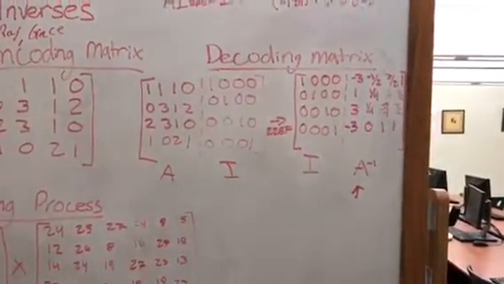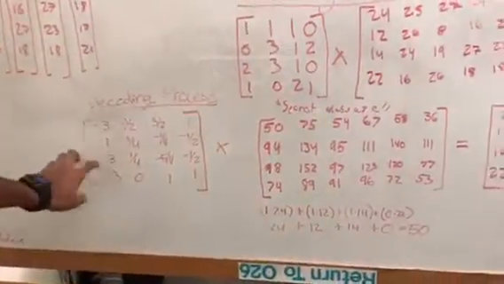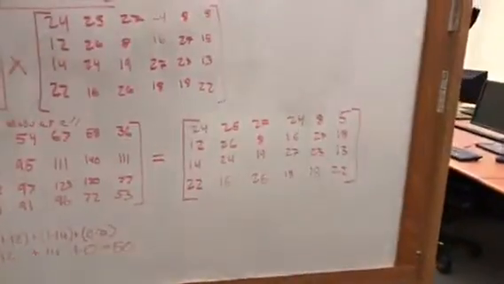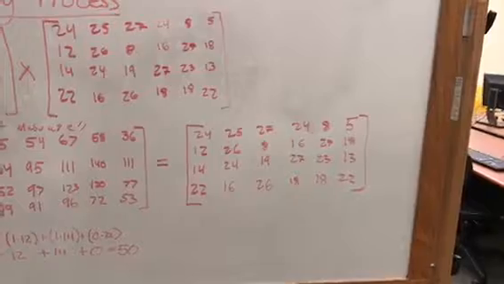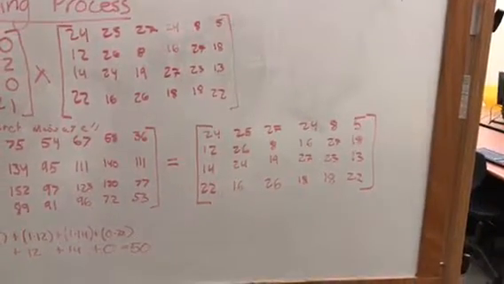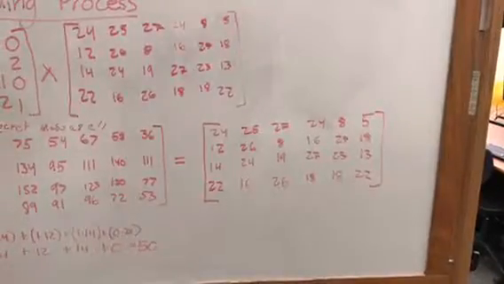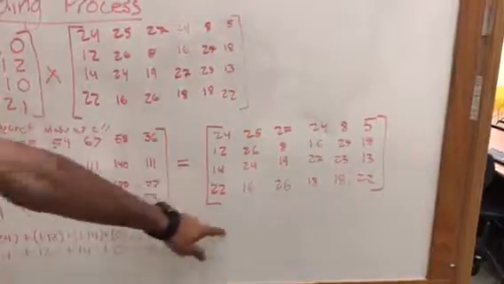So to decode the secret message, all you really do is take your decoding matrix and multiply that by the secret message, and boom, you'll end up with your message again. So the last step would be to simply put them into letters again. So 24 is C, 12 is O, and so on until you write out the message.